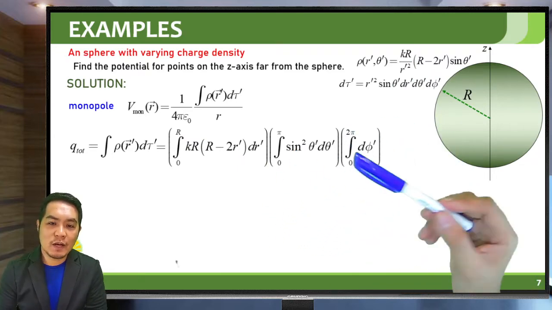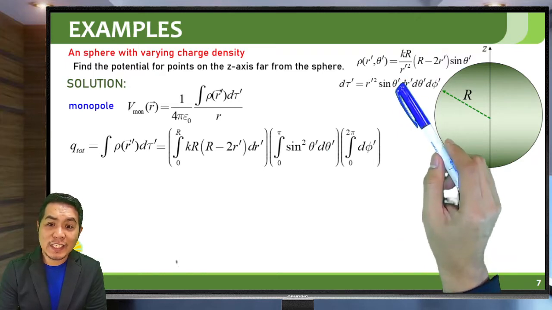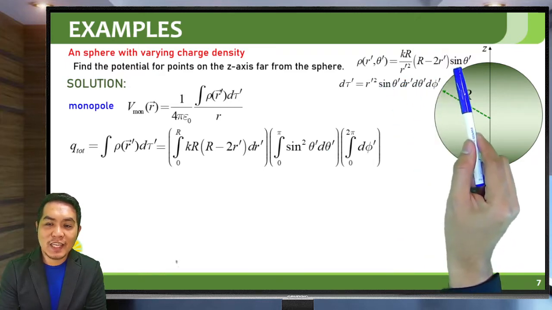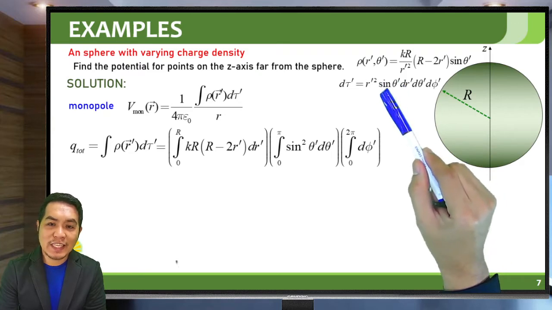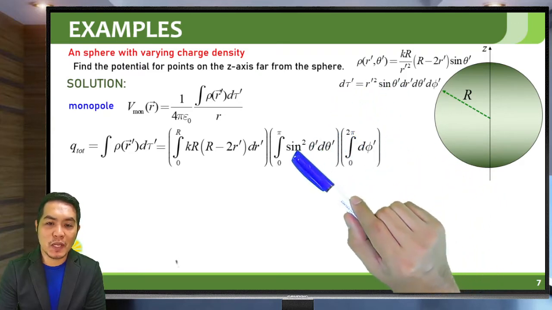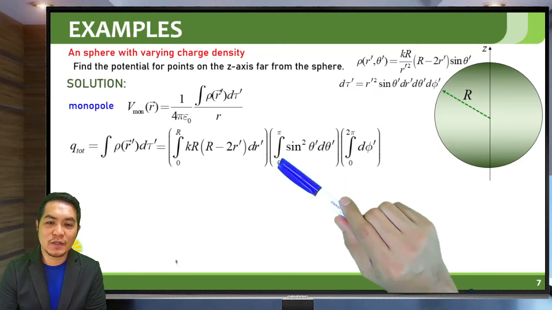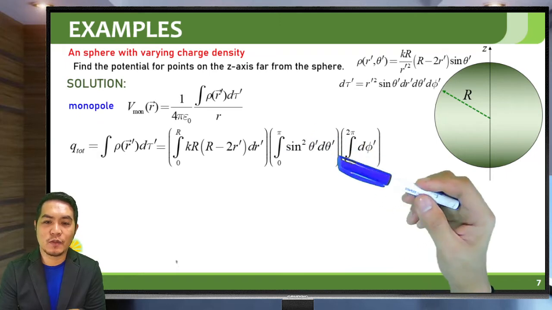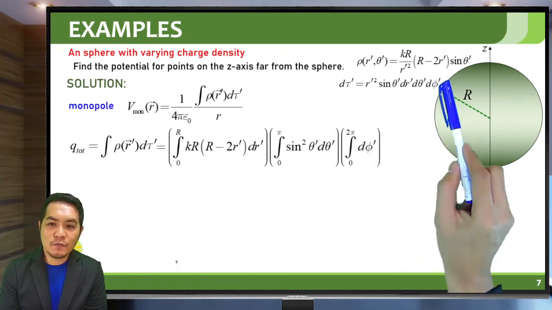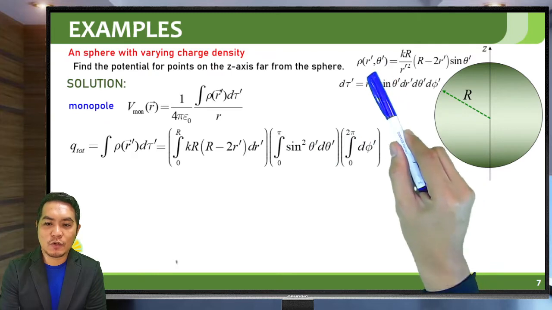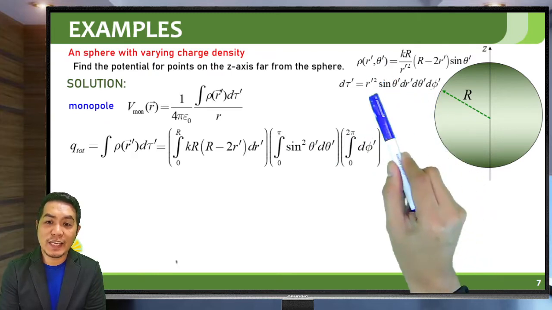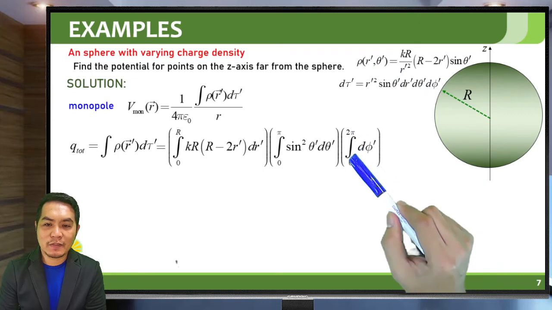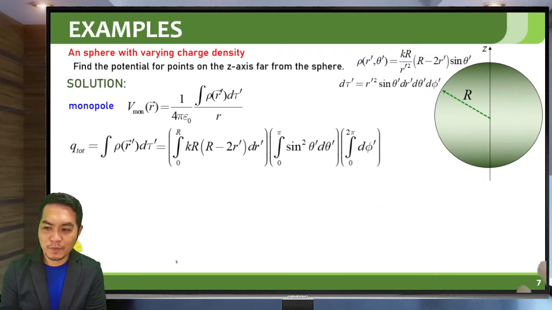Now for the theta integral, you have a sine theta in the rho. You also have a sine theta in the differential volume. So therefore you will have sine squared theta d theta in your theta integral. You evaluate that from the poles, from 0 to pi, north pole to the south pole. And for the phi component, there's no phi dependence in rho, and there's just d phi in the differential volume, so the integral from 0 to 2 pi of d phi prime. So obviously that integral is just 2 pi.